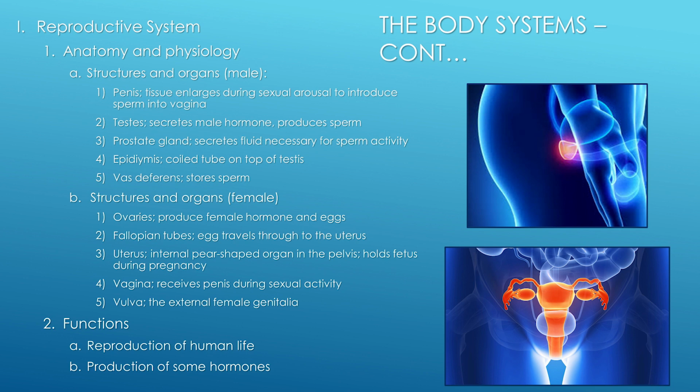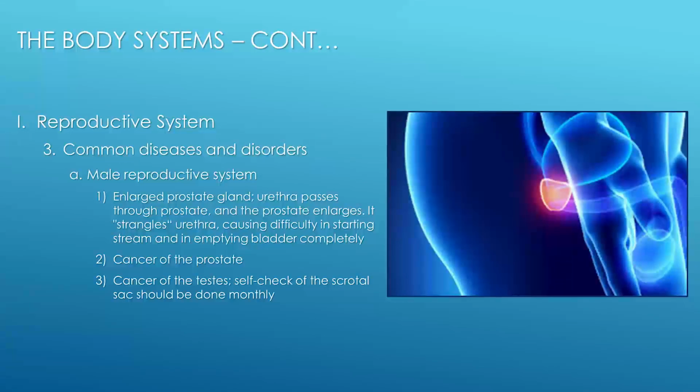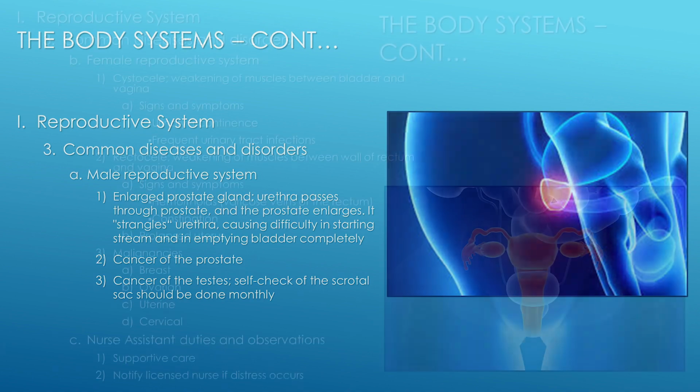Vagina receives penis during sexual activity. Vulva, the external female genitalia. Functions: reproduction of human life. Production of some hormones. Common diseases and disorders, the male reproductive system. Enlarged prostate gland. Urethra passes through prostate and prostate enlarges. It strangles urethra, causing difficulty in starting stream and in emptying bladder completely. Cancer of the prostate. Cancer of the testes.